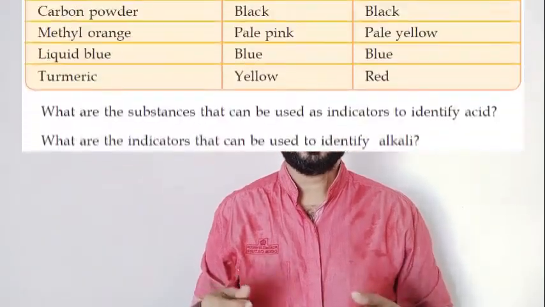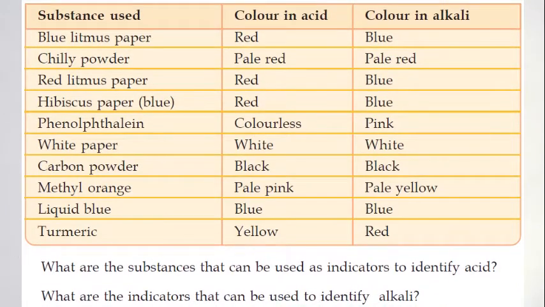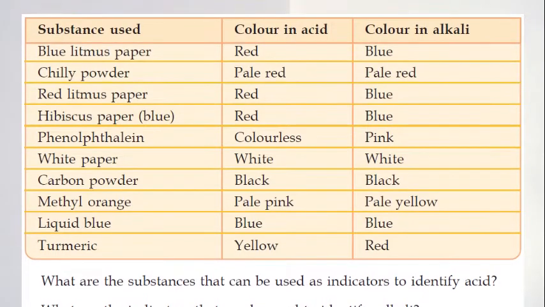In the same way, there are many things given in the table. Find out which one can be used to identify acid and which one can be used to identify alkali. If that substance can be used to identify acid, write acid near to it. If that indicator can be used to identify alkali, write alkali near to it using a pencil. That's a follow-up activity from today.